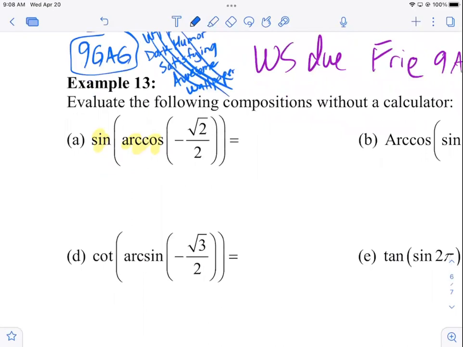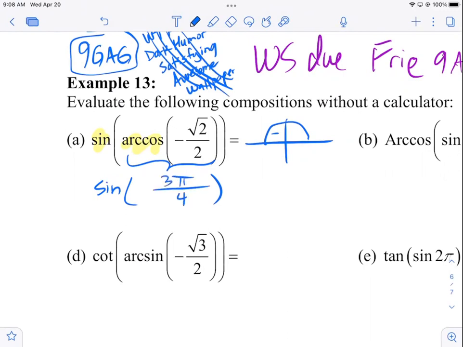So let's do that. What is arc cosine of negative square root of 2 over 2? That is, what is the angle in the PVR of arc cosine that has a cosine ratio of negative root 2 over 2? We should be in quadrant 2, right? And what's the reference angle where we get root 2 over 2? Pi fourths, right? So what's the pi fourths angle in quadrant 2? 3 pi fourths. Good. Okay. So that takes care of the inside part.